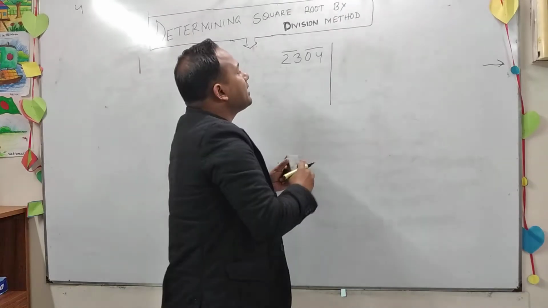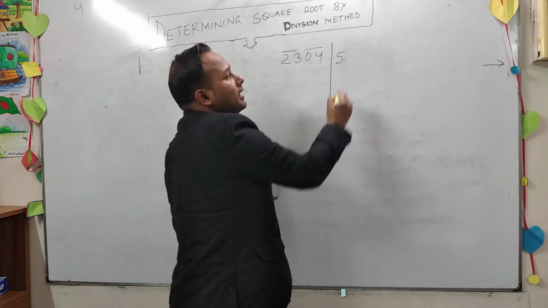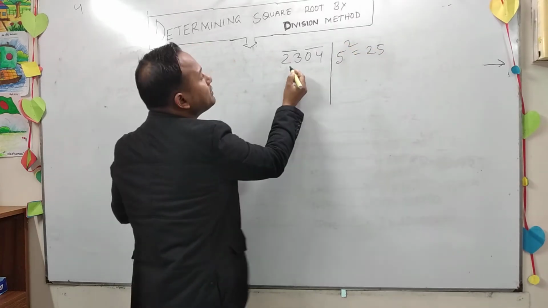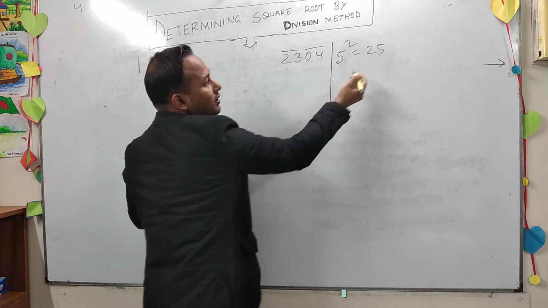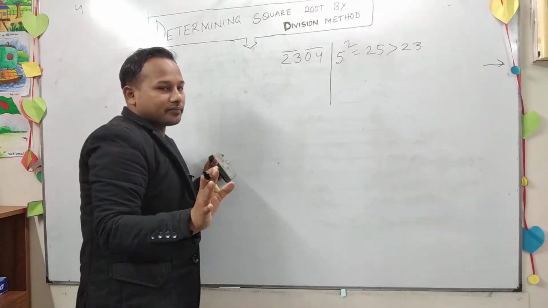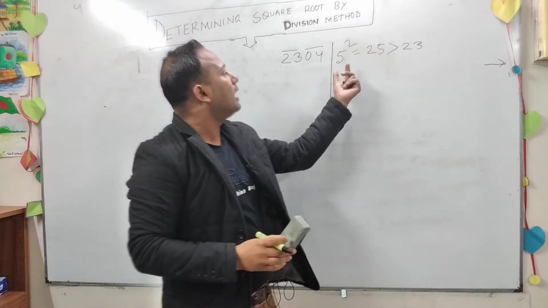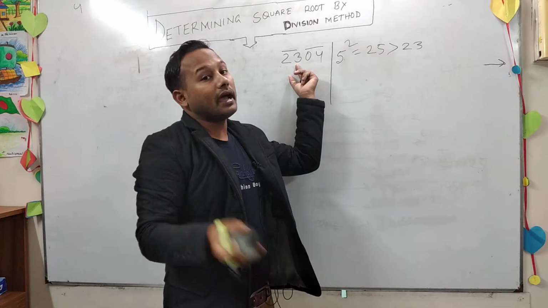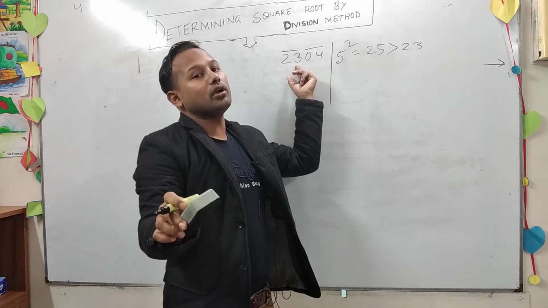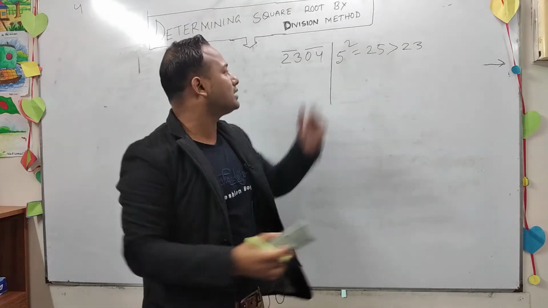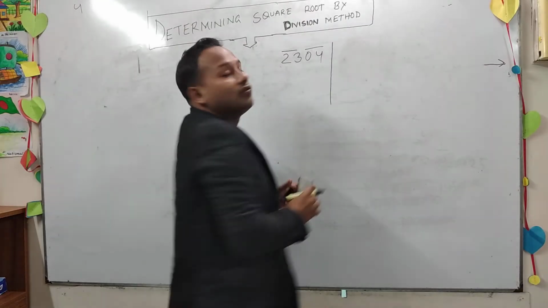But if you take 5 and square it, 5 square equals 25. That is more than 23, so we cannot take 25 here. We have to take a number whose square is close to 23 and less than or equal to 23. We cannot go over 23. That's why we are taking 4 here.